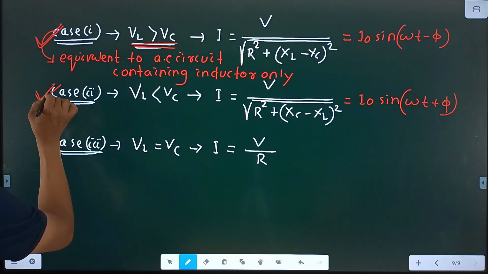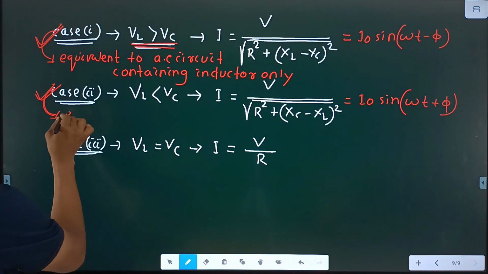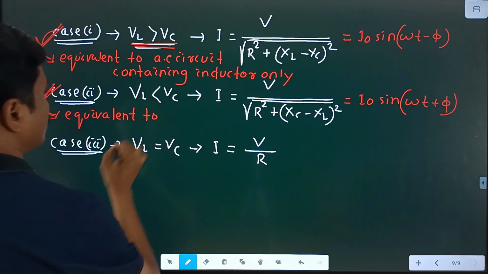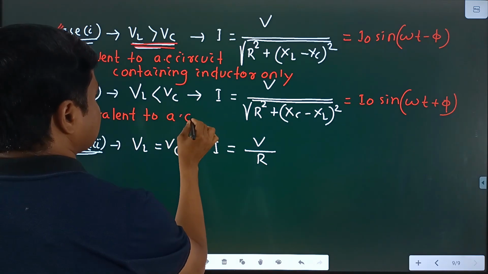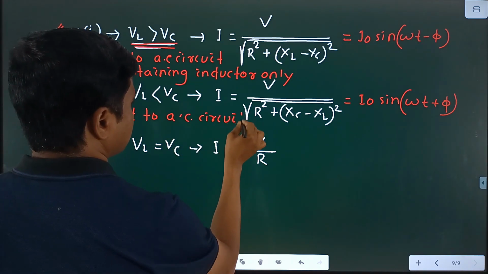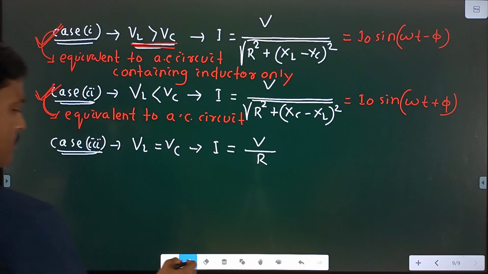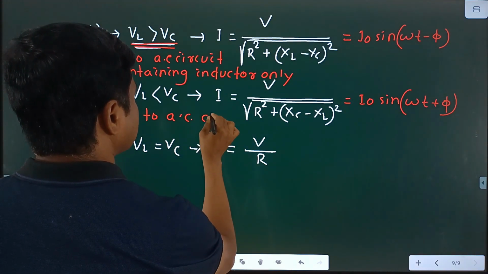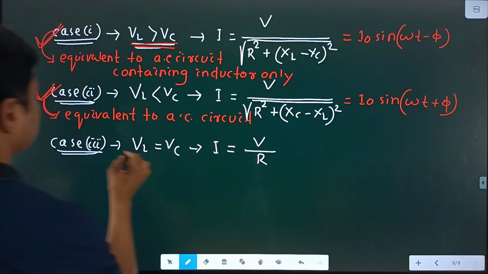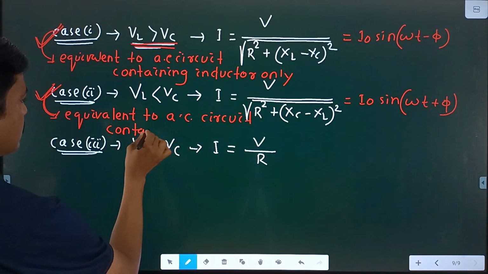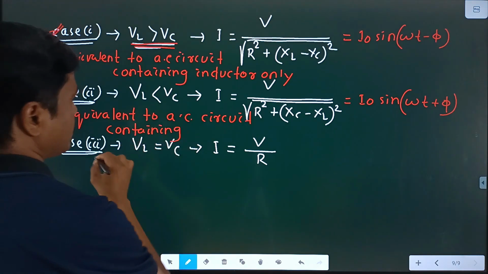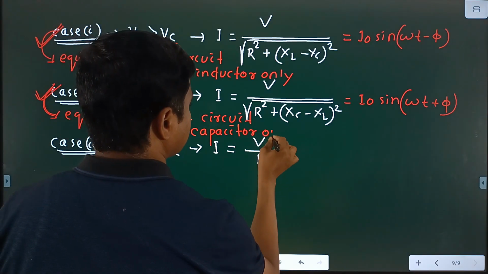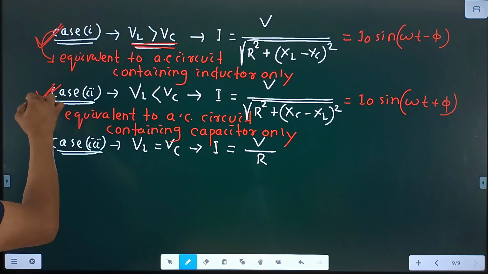C circuit means, in this case, the LCR series circuit is equivalent to an AC circuit containing a capacitor only. Clear? Capacitor only. This is the second case.